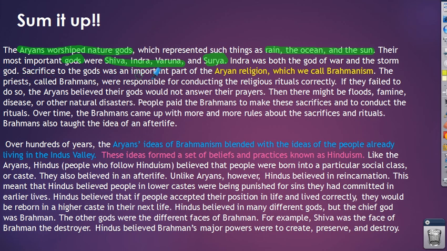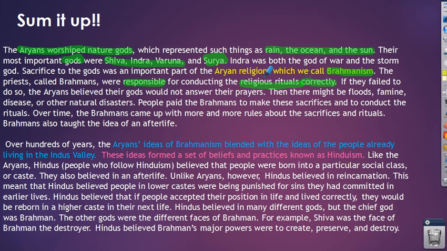Sacrifices to the gods was an important part of the Aryan religion, which we call Brahmanism. Brahmanism was brought to us by whom? The Aryans. The priests, called Brahmins, were responsible for conducting the religious rituals correctly. If they failed to do so, the Aryans believed their gods would not answer their prayers.